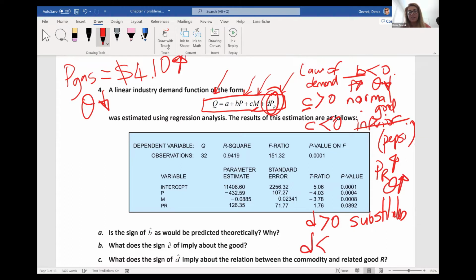And if D is negative, these are complements. Complements are things that go together. So in this case, the price of the related good is, let's say, gasoline price goes up, and the quantity of SUVs goes down. I am now seeing lots of social media posts by my friends who own American muscle cars.